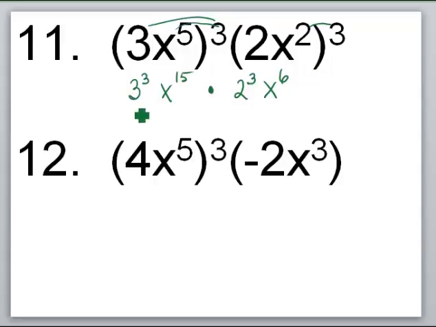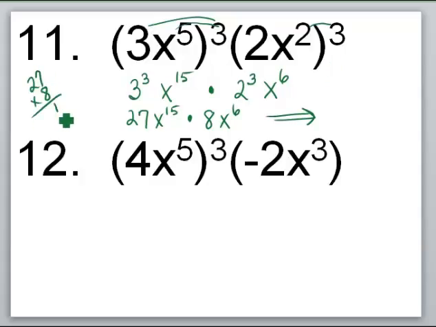Now if you want, what we can do is get rid of these numbers. I have 3 times 3 times 3, which is 27, x to the 15th, times 2 times 2 times 2, which is 8, x to the 6th. To finish this problem, we'd multiply the 27 times 8, just like we always have. We'd get 216.